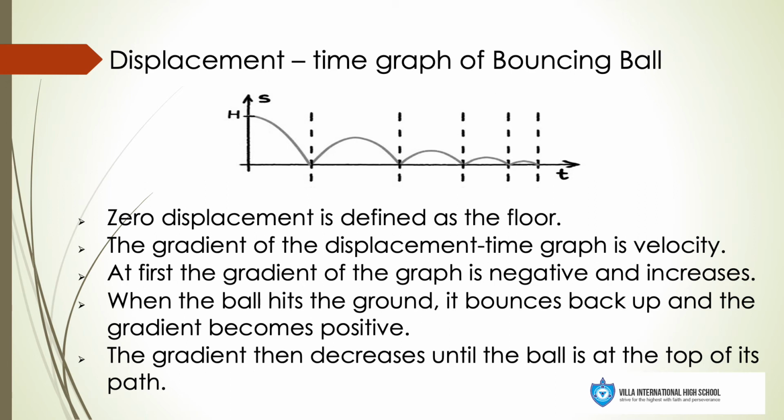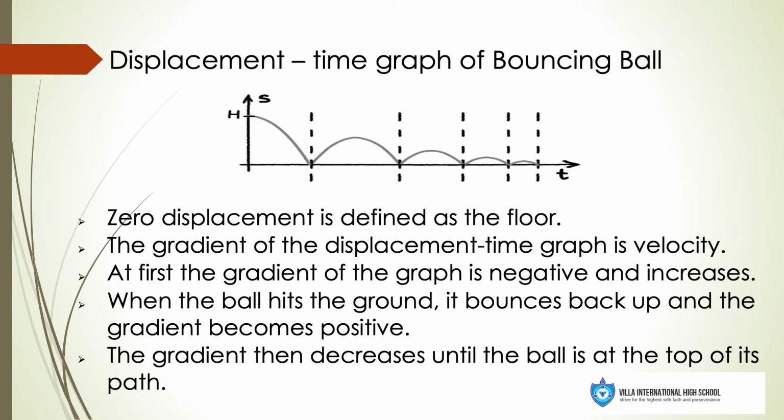Once again, zero displacement means the ground, the floor. Then the gradient of the displacement time graph is velocity. At first, what is happening? At first the gradient of the graph is negative and increases. When the ball hits the ground, it bounces back up and the gradient becomes positive. That's what we said: when it bounces back, the gradient is positive.